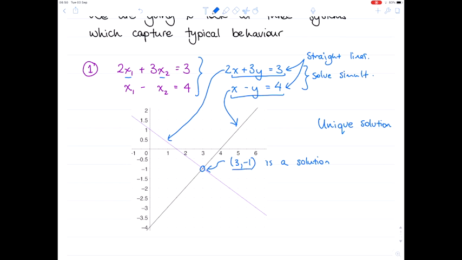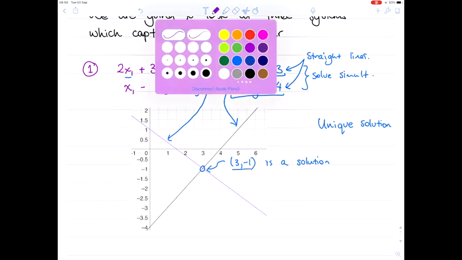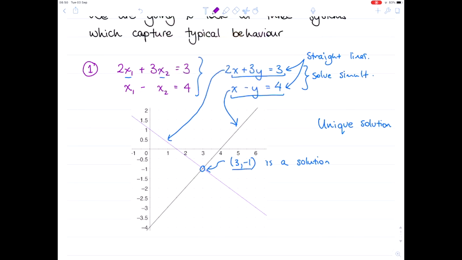Let's just check that (3, -1) actually is a solution. Well, if we plug 3 and -1 in, we've got 2 times 3 plus 3 times -1, and that equals 6 minus 3, which is equal to 3, and that equals the right-hand side. And if we plug in over here, we've got 3 minus -1, which is equal to 4, and that equals the right-hand side there. So this is definitely a solution.